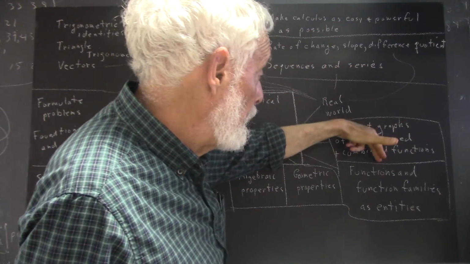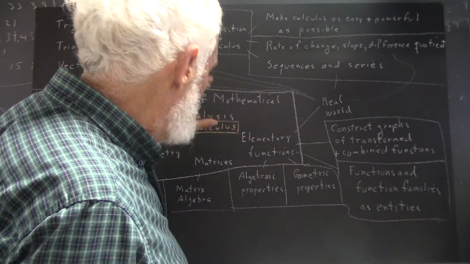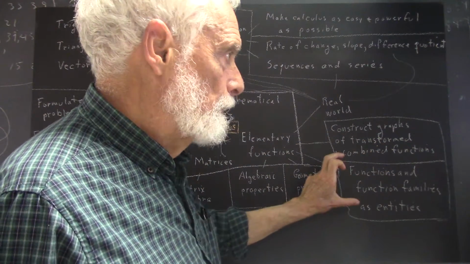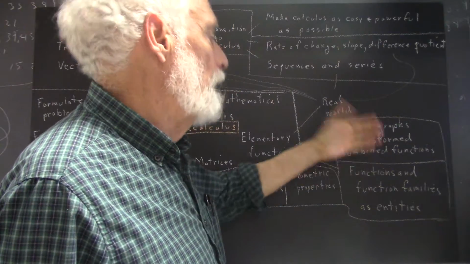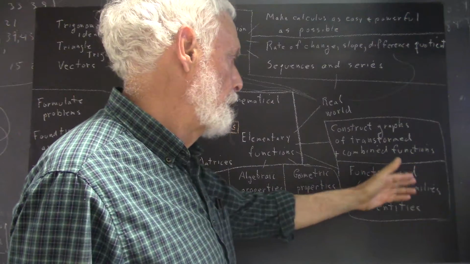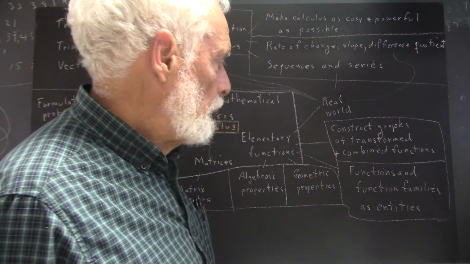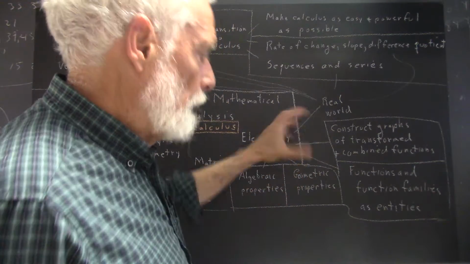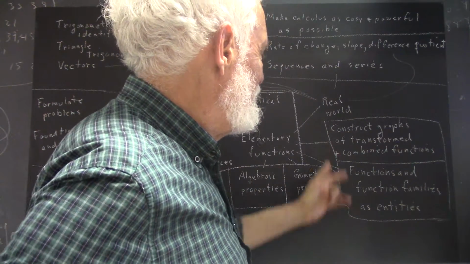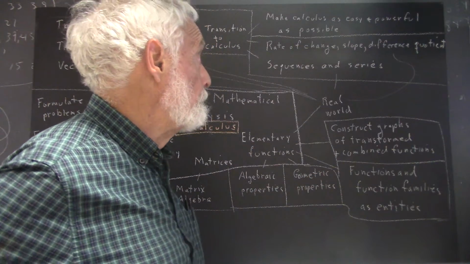And having done that, we can begin to understand the elementary functions as the basis for functions and function families as entities. This is a fairly abstract idea. A function and a family of functions that is generated by this function by varying parameters, usually parameters that involve shifting and stretching transformations and other such transformations, rotations, reflections, and so forth, gives us a very powerful picture of the elementary functions and what can be done with them.